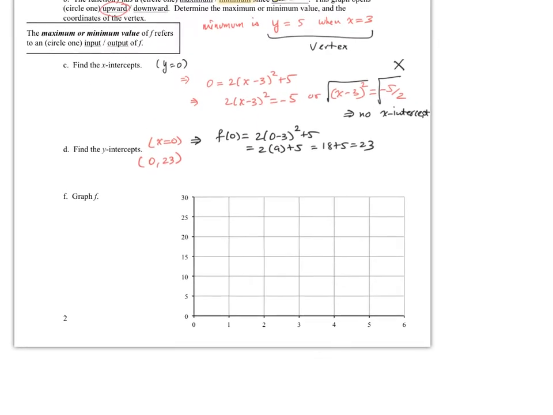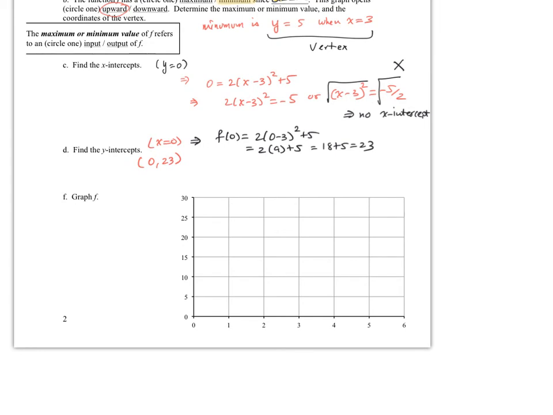So now you have the x-intercept, the y-intercept, and the vertex. You can do the graph. Remember the vertex was (3, 5). So this is the vertex. And the y-intercept is (0, 23), which is somewhere there.